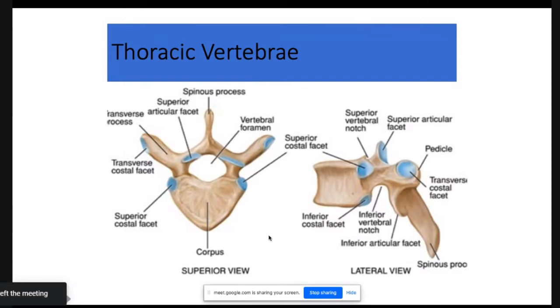And you can just look into the lateral view, the spinous process. There is no bifid appearance of the spinous process. So this is about that.